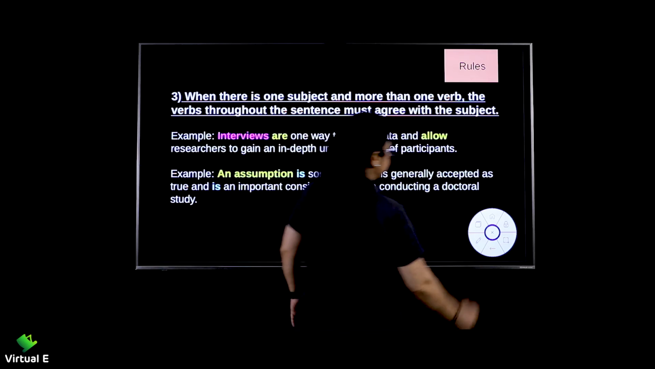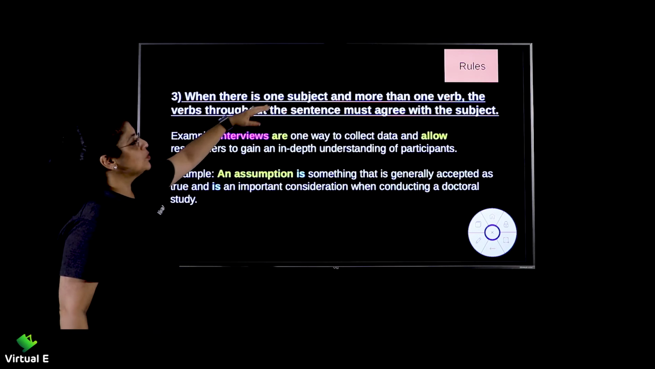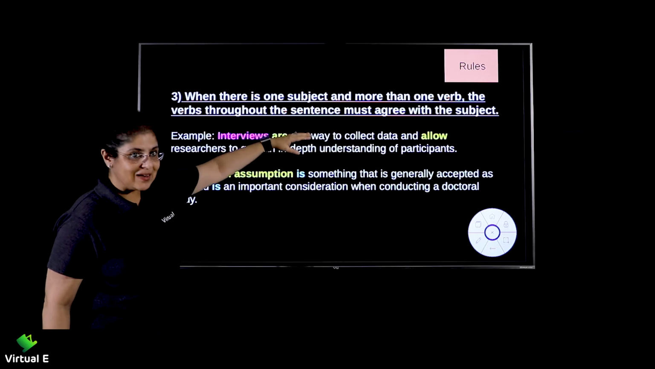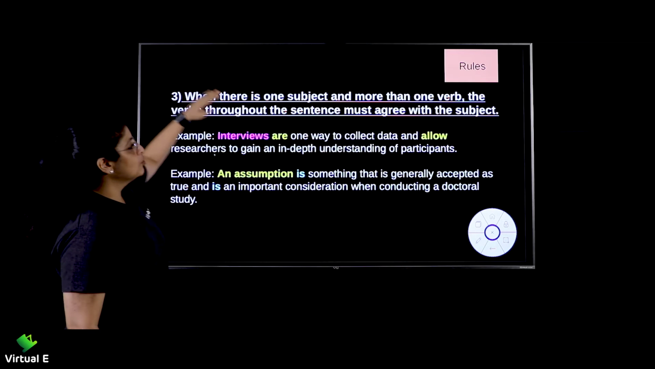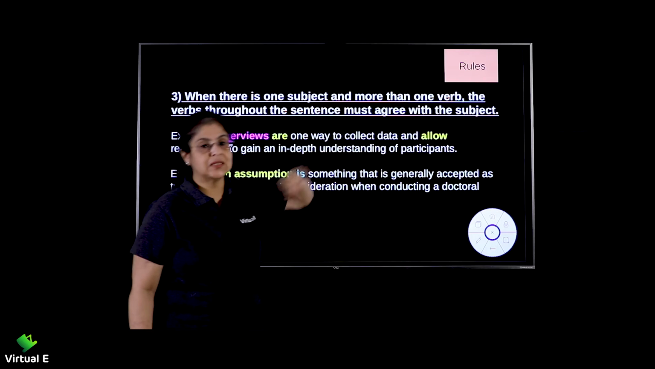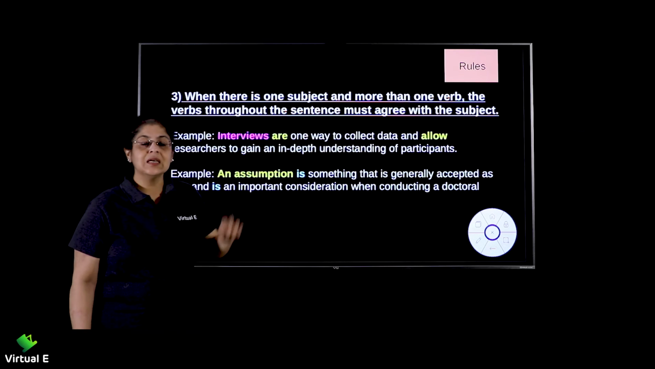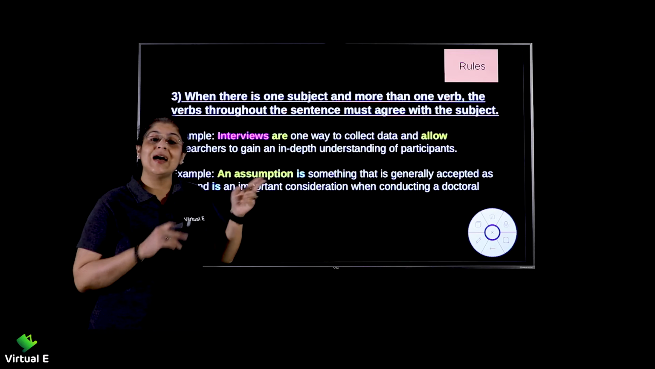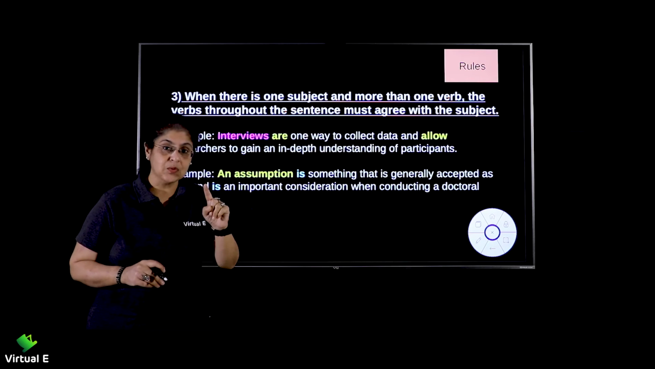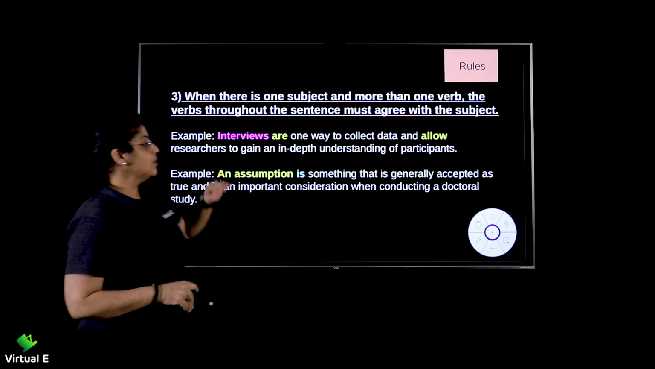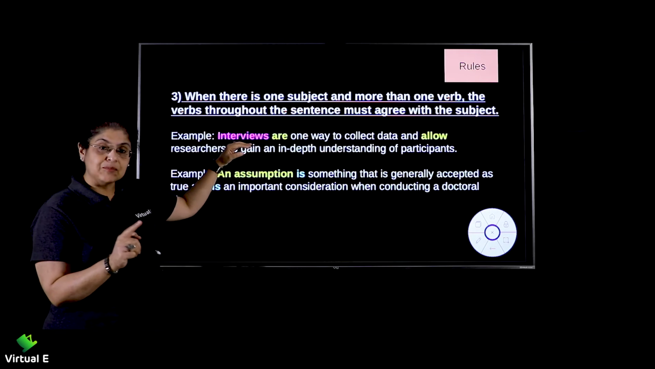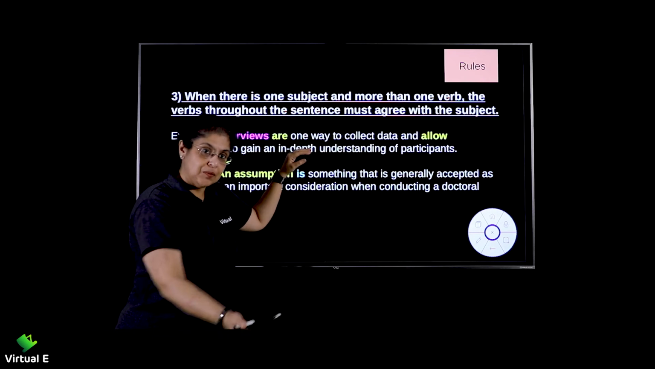Now, moving further, when there is one subject and more than one verb, the verbs throughout the sentence must agree with the subject. Now, what is it? Previously, what did we have? We had two nouns as one subject, right? Two nouns connected by and. Now, here we have one subject and more verbs, right?